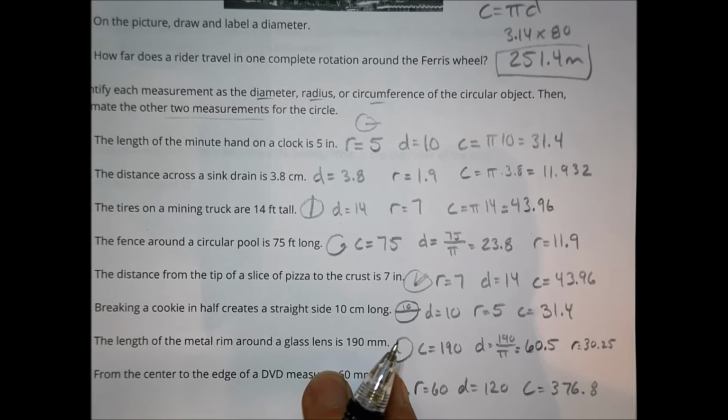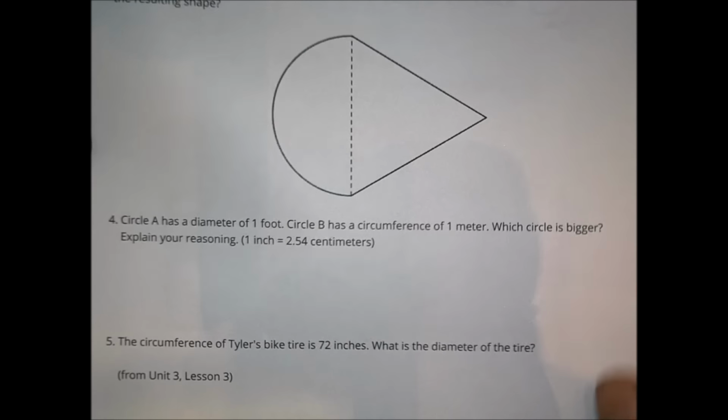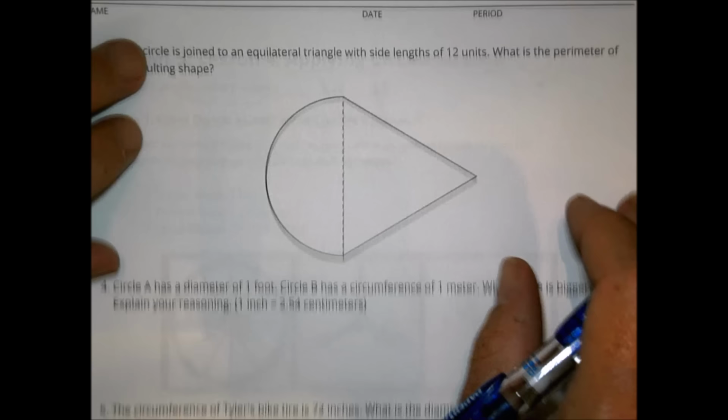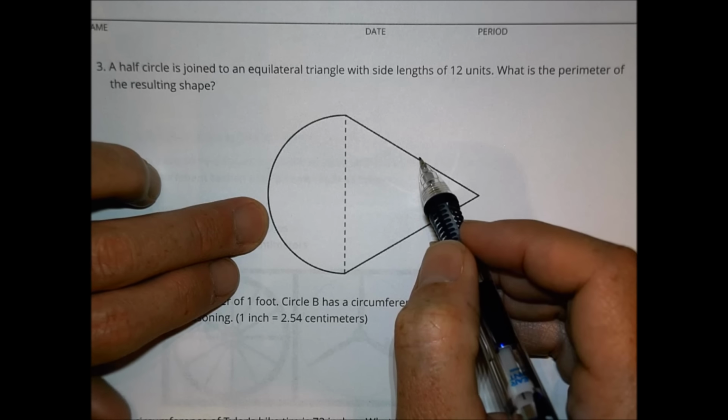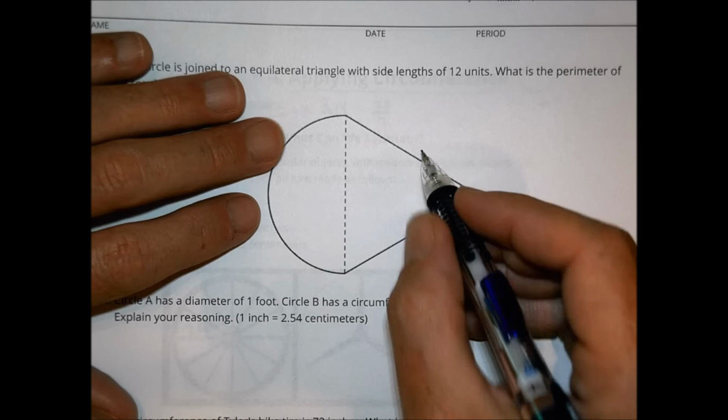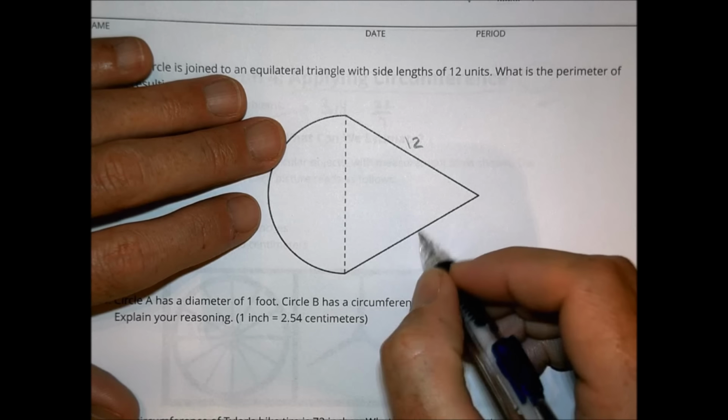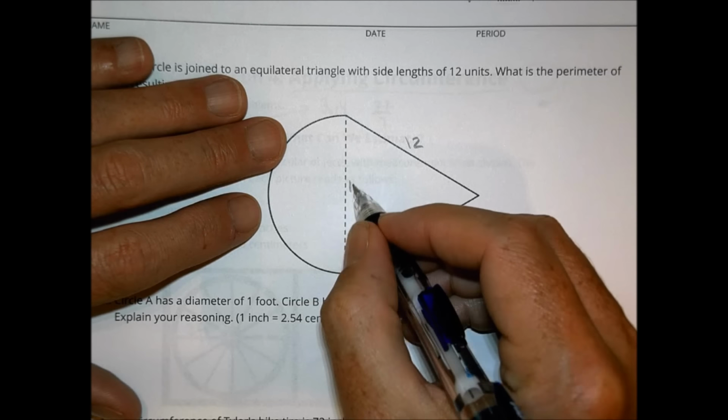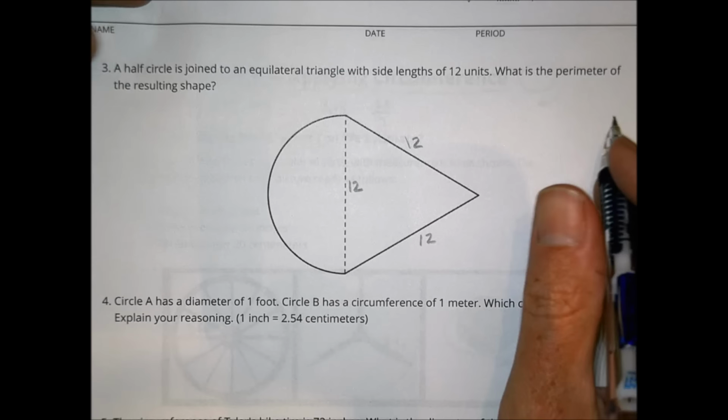Okay, let's move on to number 3. It says in number 3, great question, and you'll have things like this coming up on your assessment as well. So here we go. It says a half circle is joined to an equilateral triangle with side lengths of 12 units. So this is 12, that's 12, and this is 12 as well. What is the perimeter of the resulting shape?